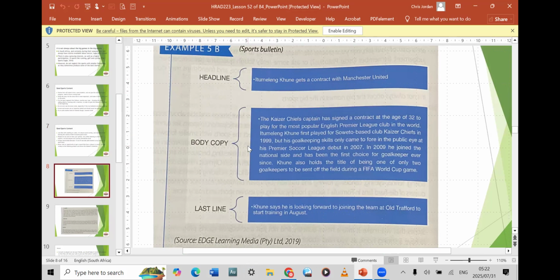The Kaizer Chiefs captain has signed a contract at the age of 32 to play for the most popular English Premier League club in the world. Itumeleng Khune, and I might be pronouncing that incorrectly, I'd have to go and YouTube it for pronunciation, first played for Soweto-based club Kaizer Chiefs in 1999, but his goalkeeping skills only came to the fore in the public eye at his Premier Soccer League debut in 2007. In 2009, he joined the national side and has been the first-choice goalkeeper ever since. Khune also holds the title of being one of only two goalkeepers to be sent off the field during a FIFA World Cup game. Khune says that he is looking forward to joining the team at Old Trafford to start training in August. That's a big thing, right? Massive. We always like it when any South African does really well.